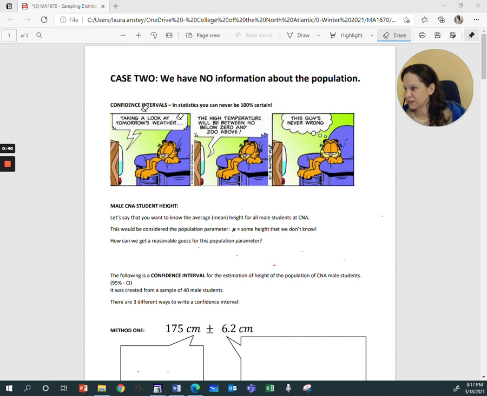And look here, this is cute. In statistics, you can never be 100% certain, by the way. There's Garfield sitting on the sofa, taking a look at tomorrow's weather. The high temperature will be between 40 below zero and 200 above. And Garfield says, this guy's never wrong. So we're going to do confidence intervals. We're not going to be quite that large in our estimation of what the temperature would be.